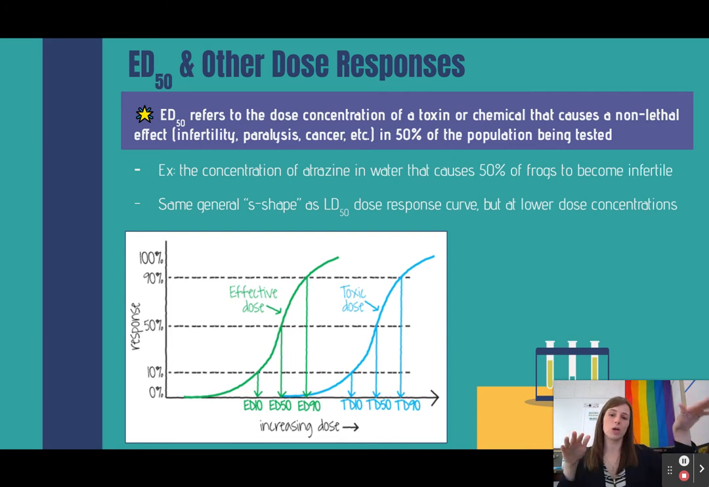And we're going to see the same general S shape that we have in LD50 dose response curves. It's just going to be at lower concentrations because it's not going to have so much toxicity. You're just going to have lower amounts where you start to get the bad effects of it. So that's ED50. But again, the graph looks about the same. It's just going to be at lower amounts.